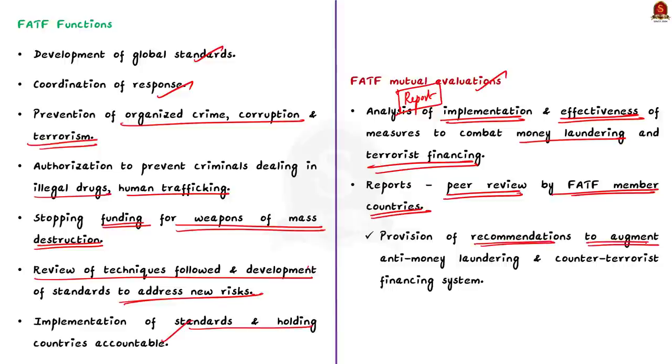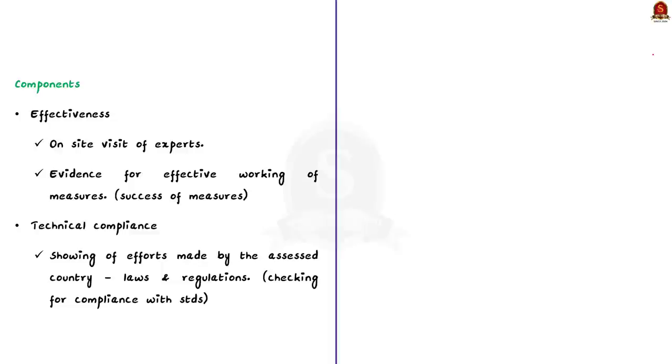In simple words, FATF mutual evaluation means analyzing the country's implementation and effectiveness of measures. Know that mutual evaluations do not simply evaluate the country's implementation. They also make recommendations to improve the anti-money laundering and counter-terrorist financing system. During a mutual evaluation, the assessed country must demonstrate that it has an effective framework to protect the financial system from abuse. Know that mutual evaluations have two main components: effectiveness and technical compliance.